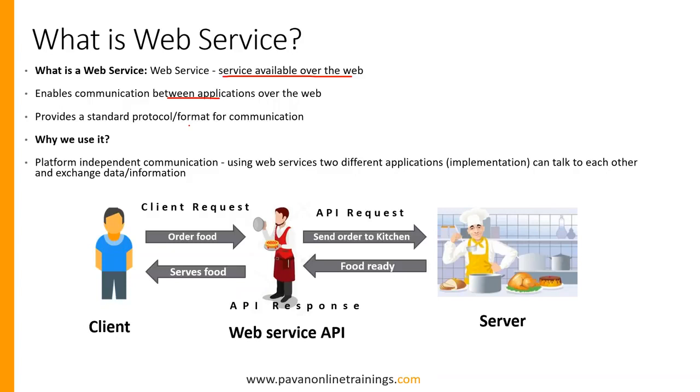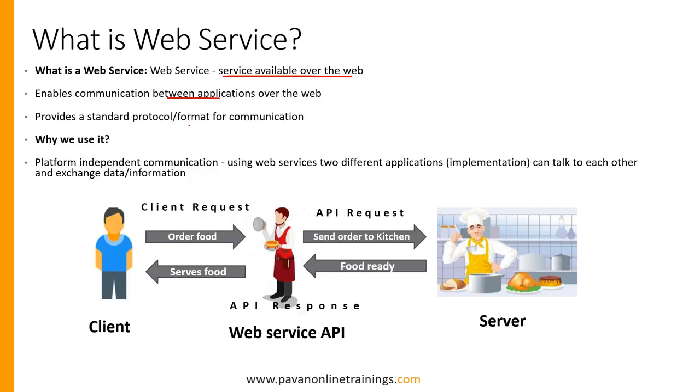So web services will communicate with each other. Now, why do we need to use a web service to communicate? It gives platform independent communication. Using web services, two different applications can talk to each other, exchanging data and information. That's the main usage of a web service.